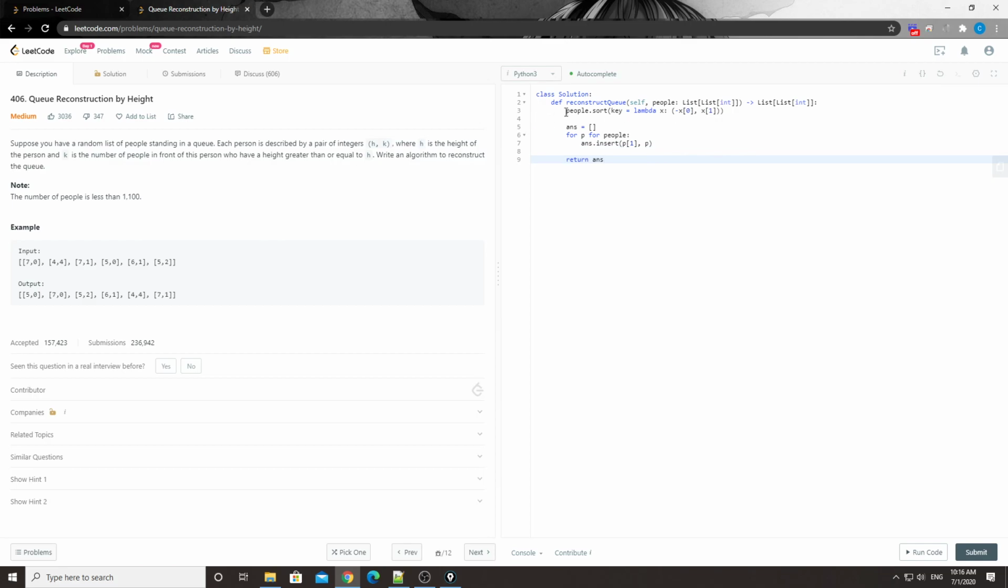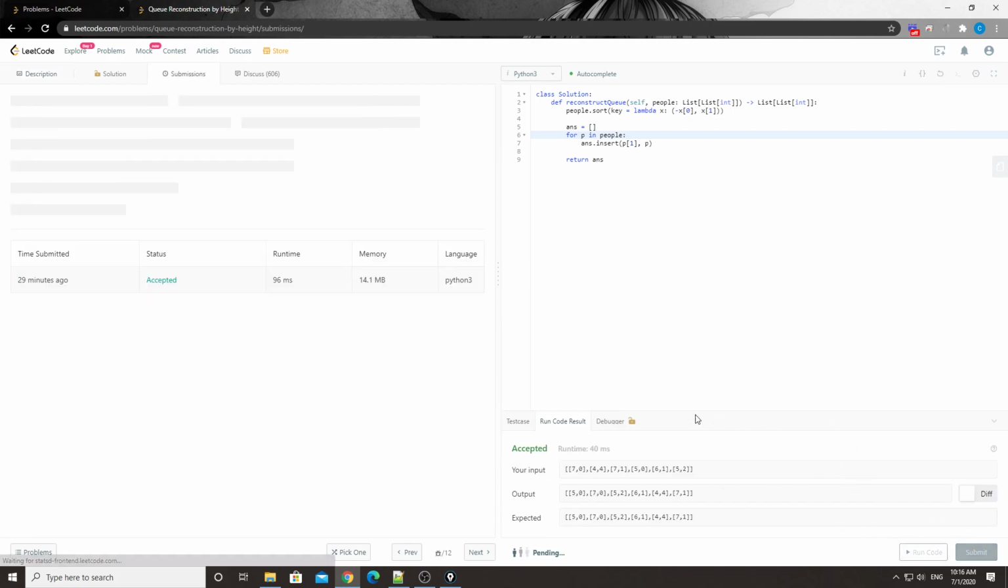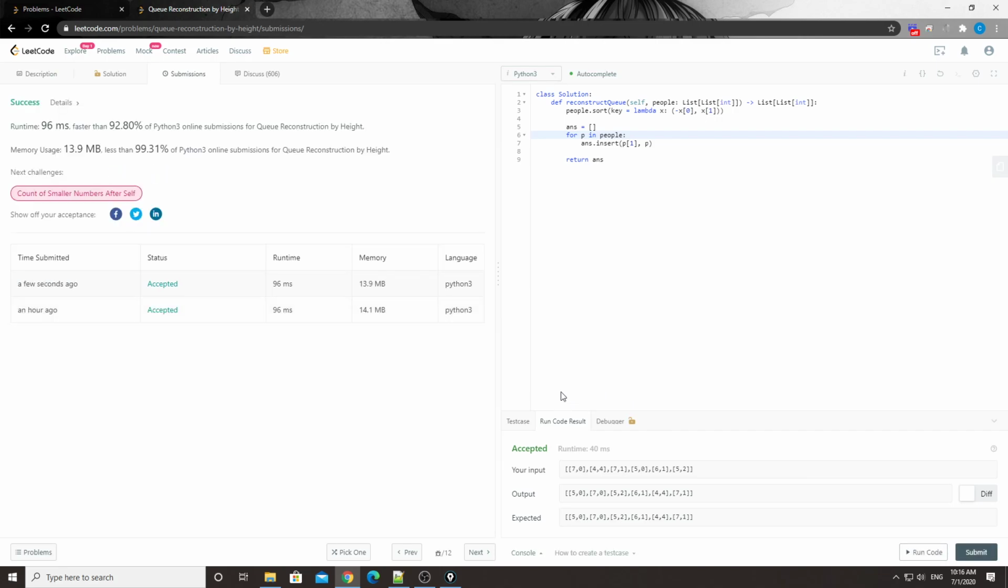See, only a few lines of code, but the thought behind that code is not easy to get at the beginning. Sorry, it's for p in people. Yeah, some typos here.